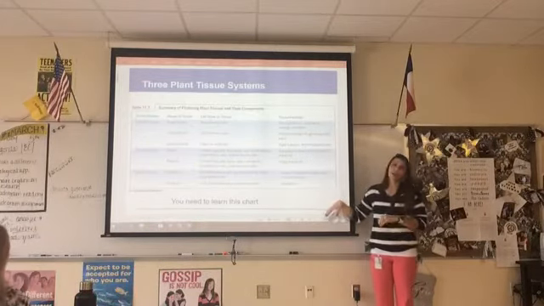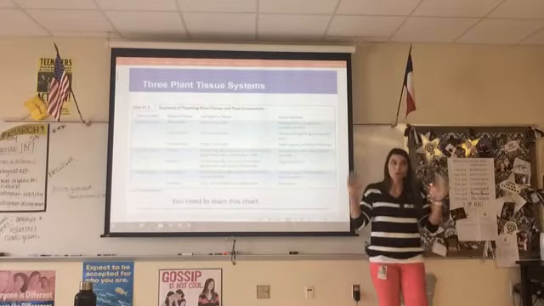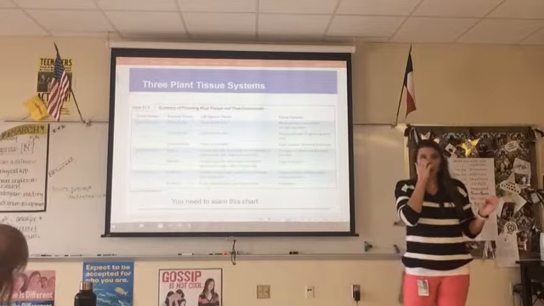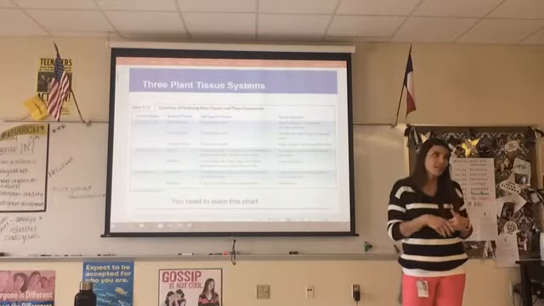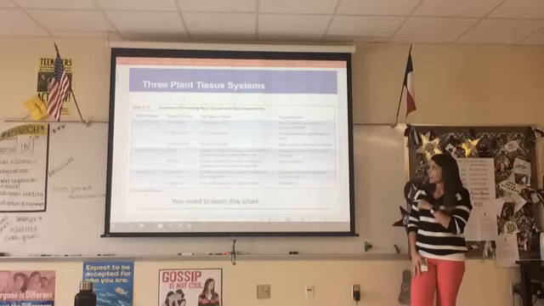The best part about this chart is it puts all the tissue types on one slide, because we're about to divide them up into individual slides. But I would reference this slide for the tissue types. Okay?